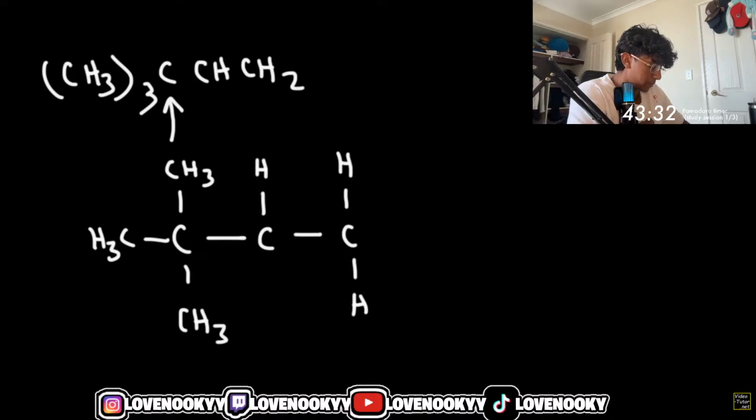That's the only time carbon has 3 bonds, is when it has a plus or minus charge. But when it's neutral, typically it wants 4 bonds. The only way to have 4 bonds is to put a double bond here. Now both carbons will have 4 bonds.